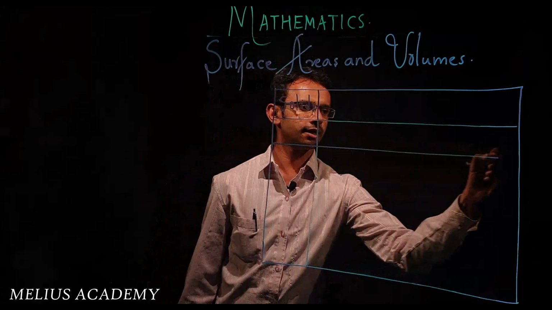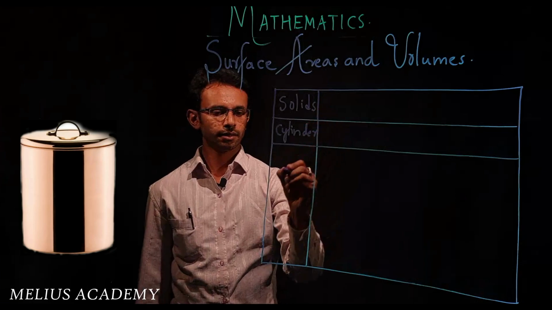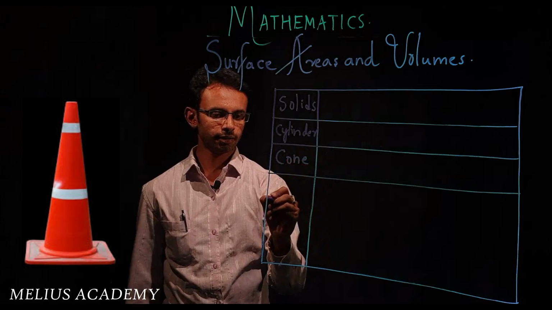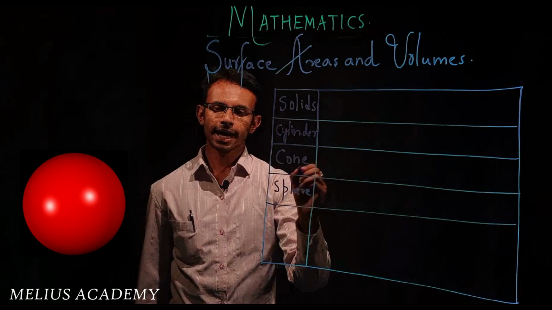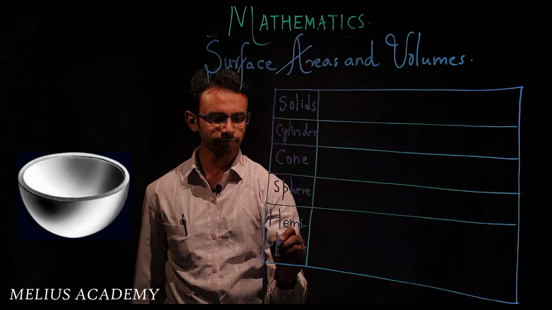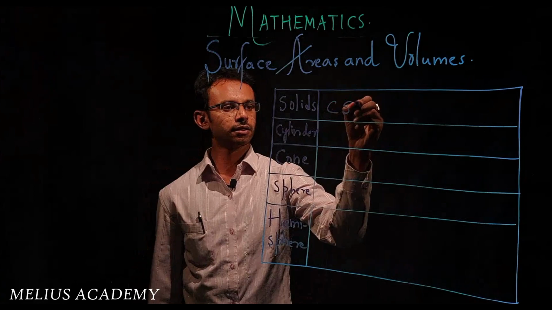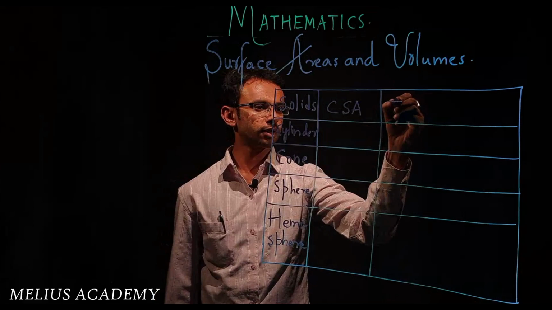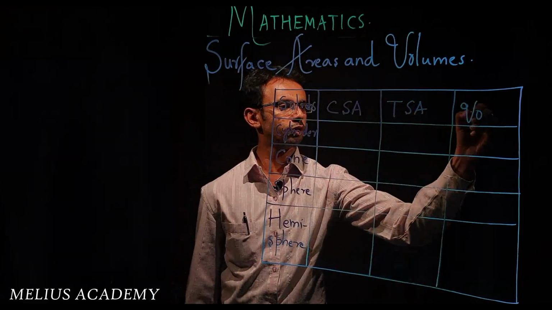The first solid that we are writing here is the cylinder. The second solid is cone. The third solid is sphere, and the fourth solid is hemisphere. What are the 3 things in this? One is curved surface area, the second is total surface area, and the third is volume.